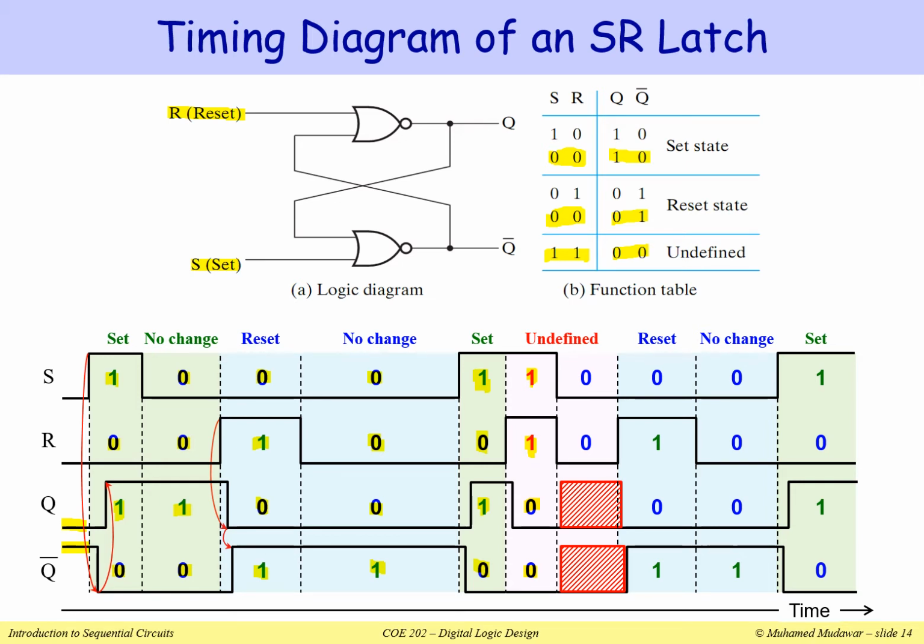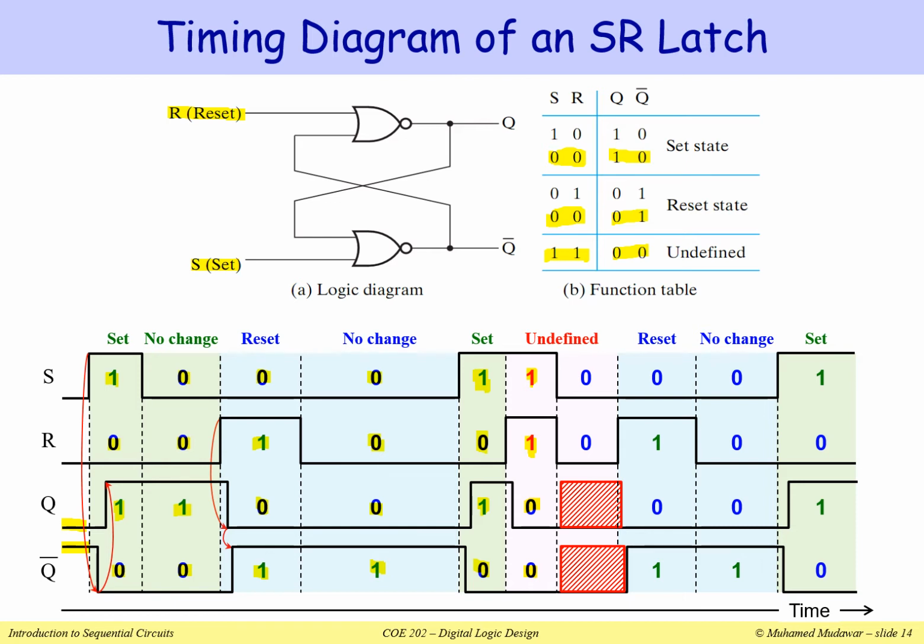Now, this is dangerous. Why? Because if the value of S and R drop simultaneously at the same moment in time, we might actually get oscillation. So the value of Q and Q bar will start to oscillate. I'm showing this in red. In these red boxes, indicating that the value of Q and Q bar will simultaneously go to 1 and then simultaneously go back to 0 until, of course, depending on the slight differences in the timing, one of them might be 0, the other one might be 1, or vice versa.